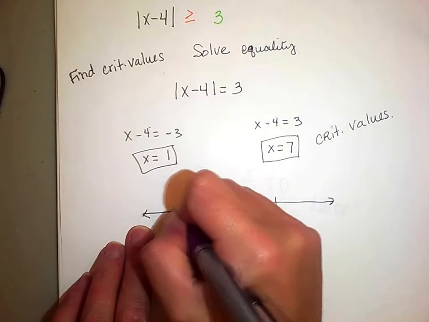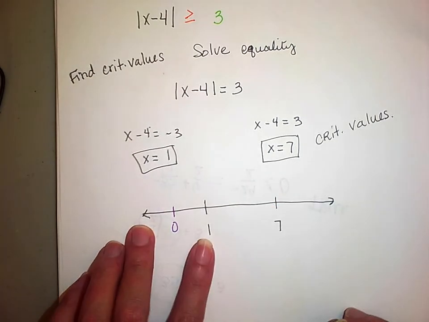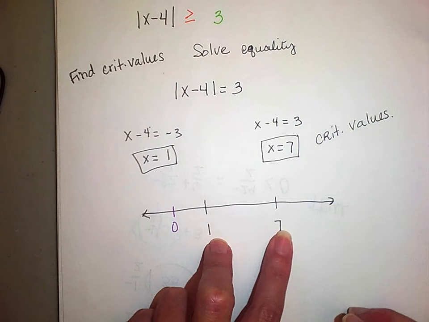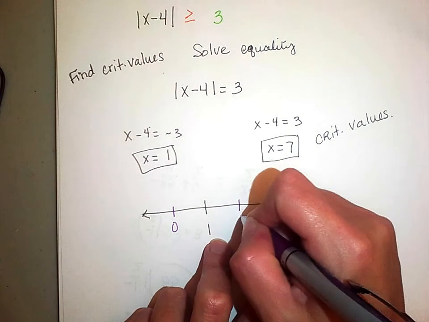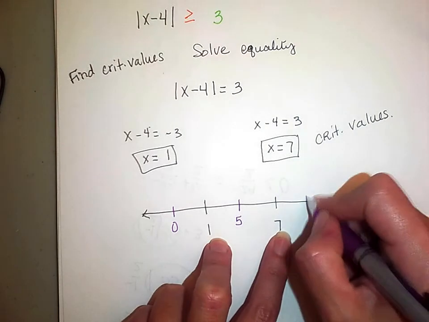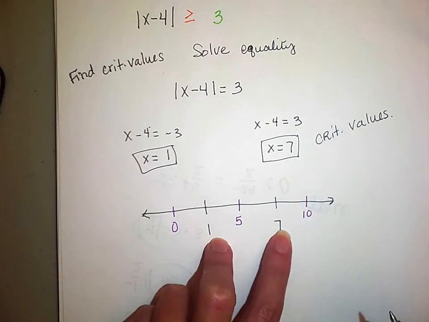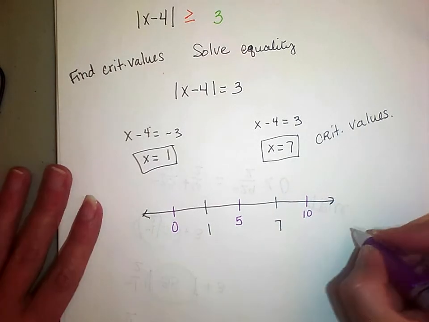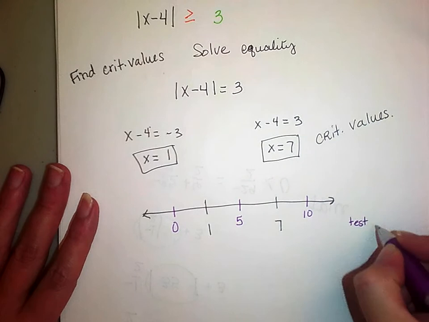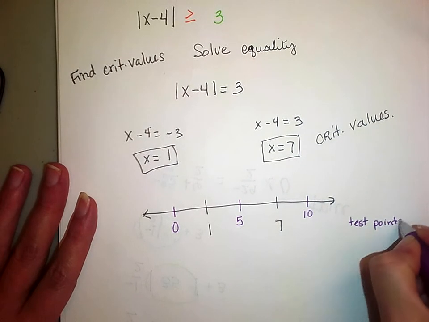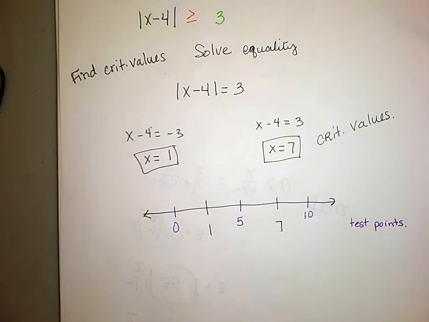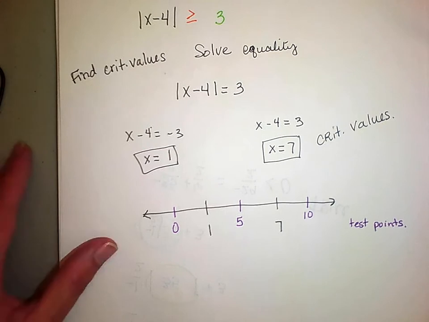So a number that's in this interval is 0. 0 is very easy. We can pick anything in here. Say 5, why not? Okay. And 10's out here. So these are our test points. And now we have to evaluate them. Okay. So we'll put them back into the original.